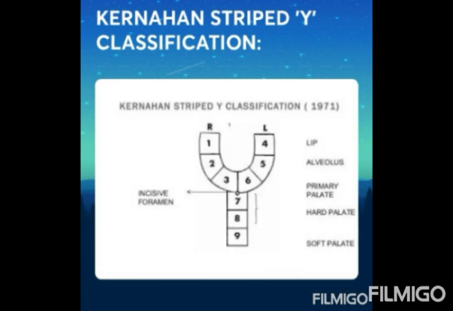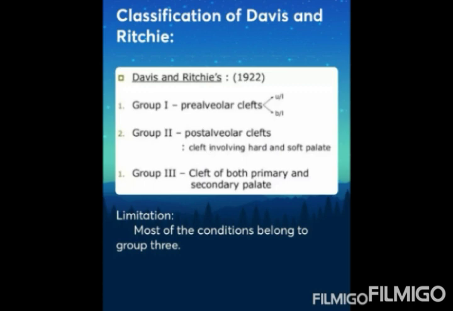Number 1 and 4 are lip, number 2 and 5 are alveolus, number 3 and 6 are primary palate, number 7 and 8 are hard palate, number 9 is soft palate.